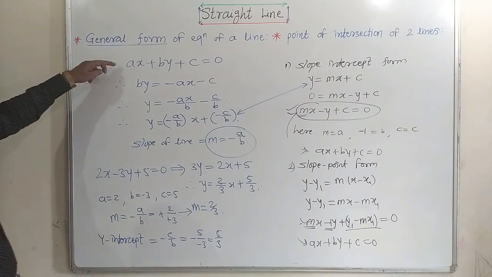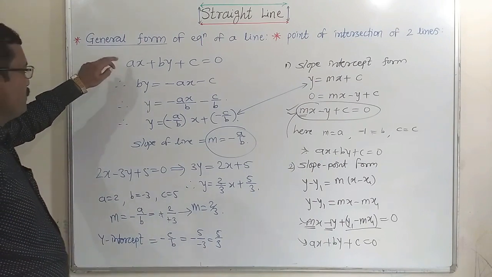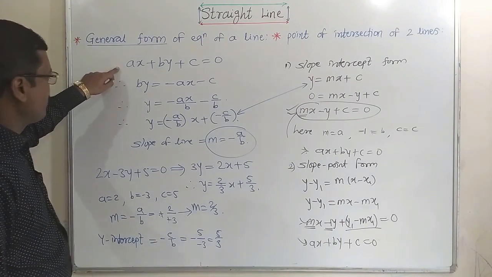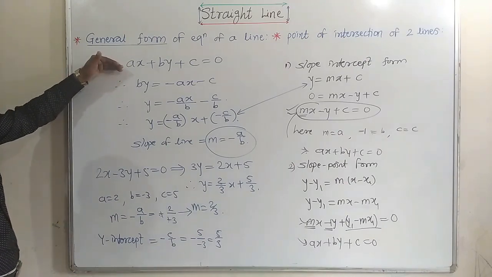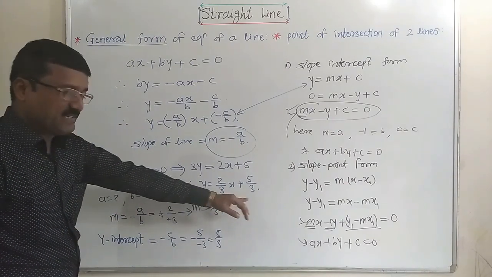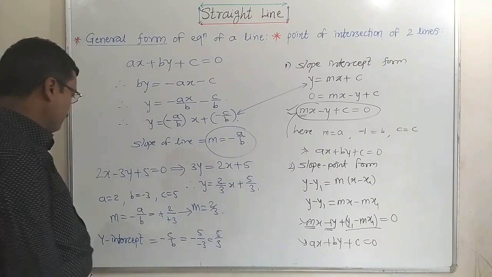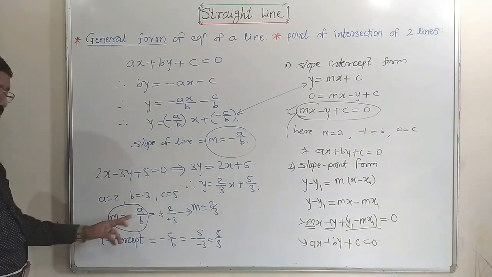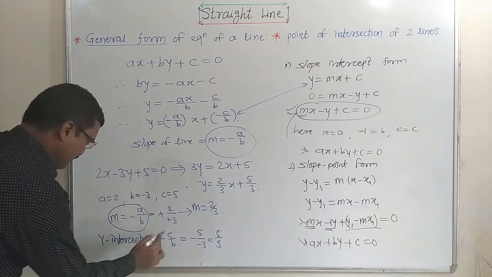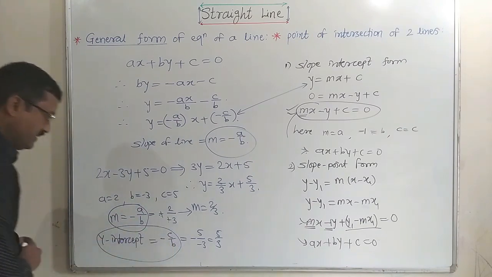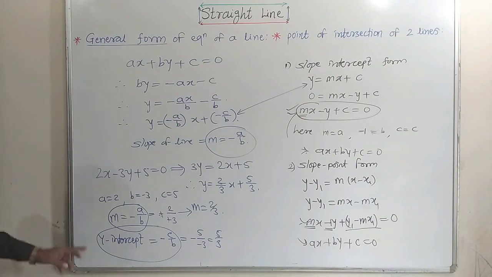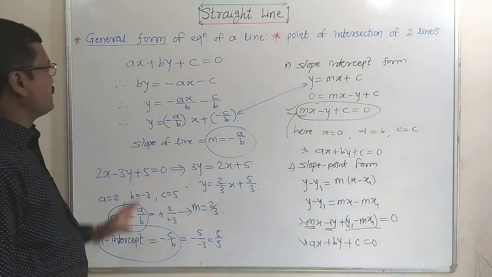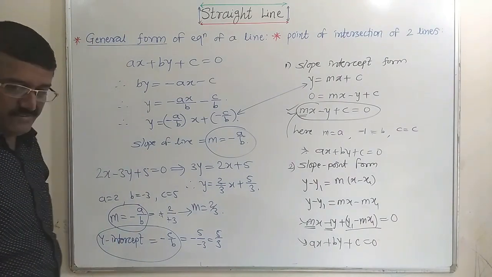So this is the way to find slope and intercept from given general form of line. Just convert that general equation into slope intercept form, you will get slope and intercept. Otherwise, remember these two formulas. This is the formula for slope, m equal to minus a upon b, and y intercept is minus c upon b. So these are the two formulas to find slope and intercept from given general equation of line.